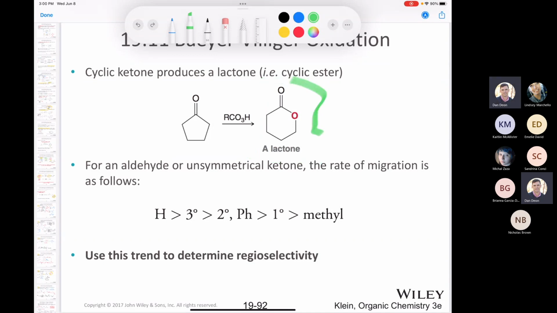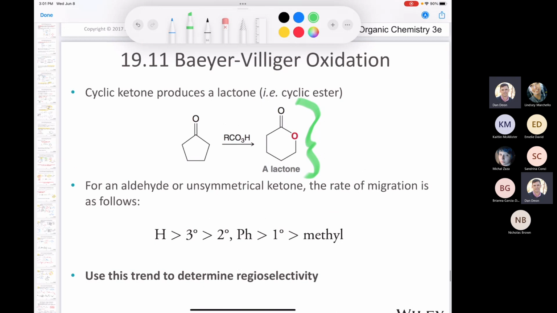What was my point here? Is that if you have an unsymmetrical ketone or aldehyde, how do you know which side the oxygen goes on? Well, it's based off of something called the migratory aptitude of the group. And the factors that contribute or control the migratory aptitude of the groups are actually not completely understood.